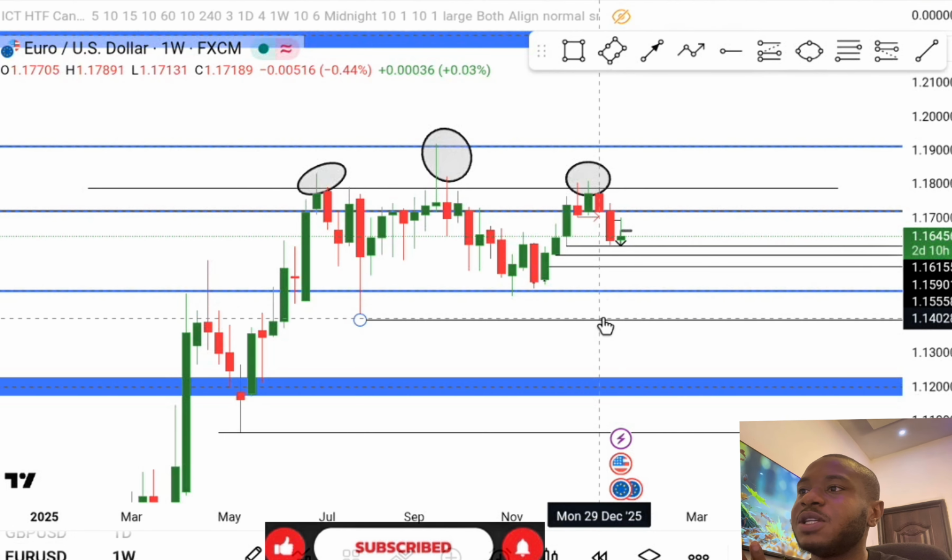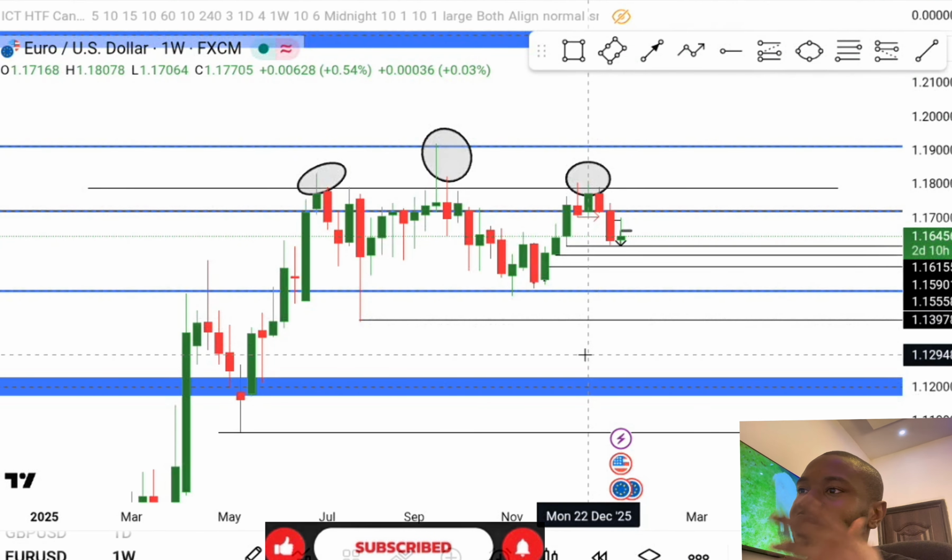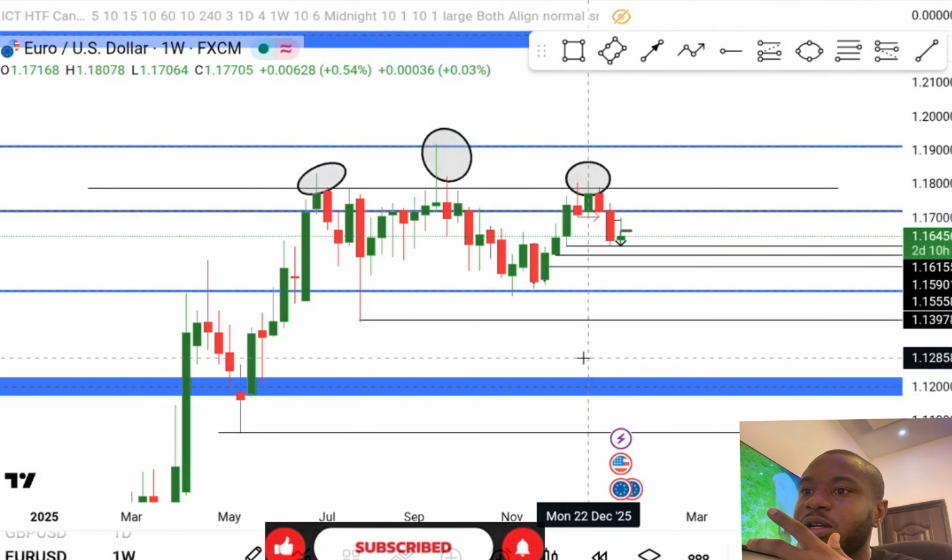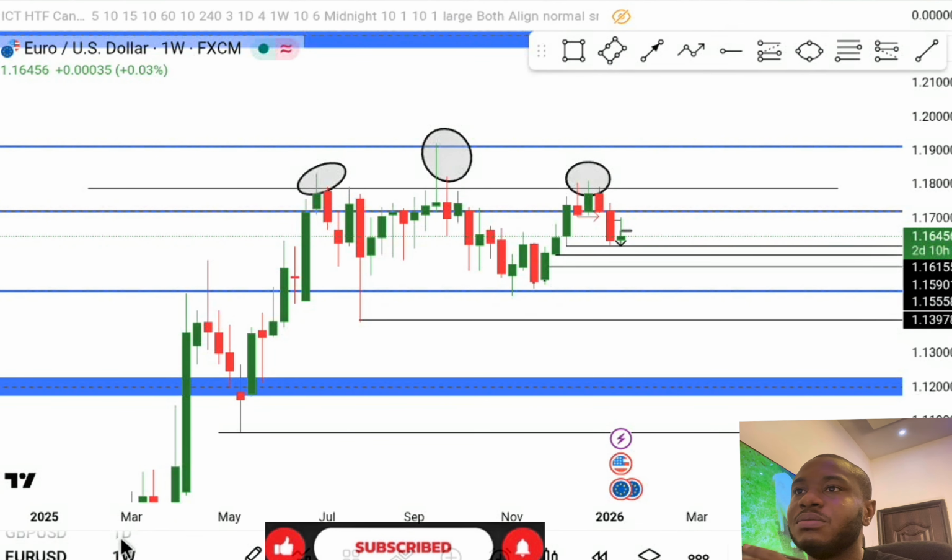So I'm actually anticipating Euro USD to drop more lower this week, next week, probably throughout this month, and maybe when we enter February too, we can be seeing some bearish momentum.